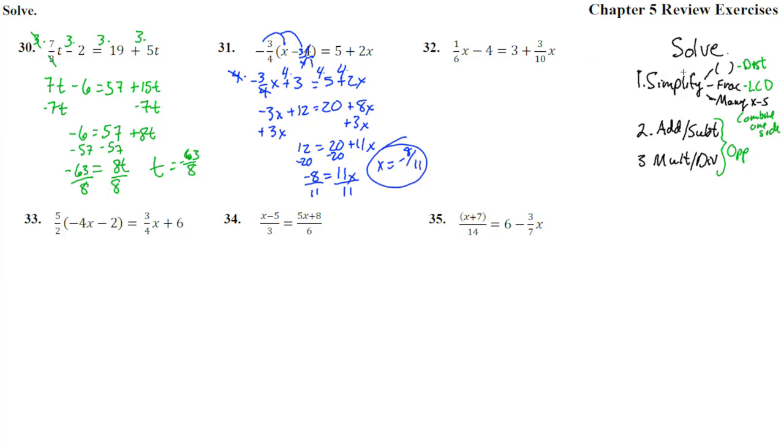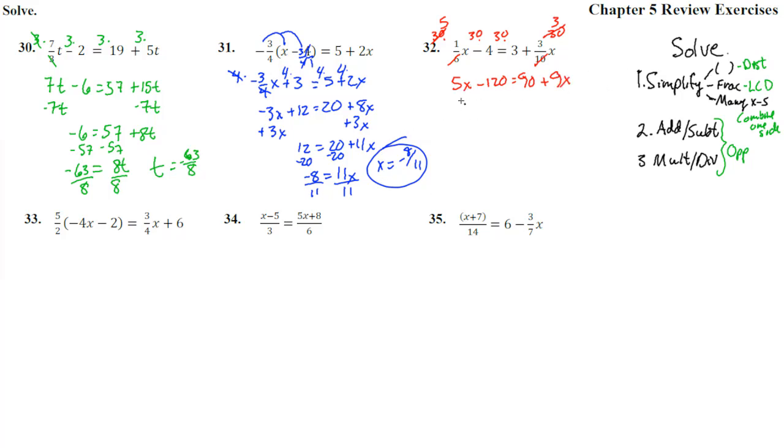Do we have any parentheses? We do not. Do we have any fractions? We do. So we're going to times through. Let's see. Least common denominator of a 6 and a 10. 10, 20, 30. 6 goes into 30, so I'm going to do a 30. So times everything by 30. Okay, 30 divided by 6 is a 5. So we get 5x minus 120 equals 90 plus the 30 divided by the 10 gives us a 3. 3 times 3 is 9x.